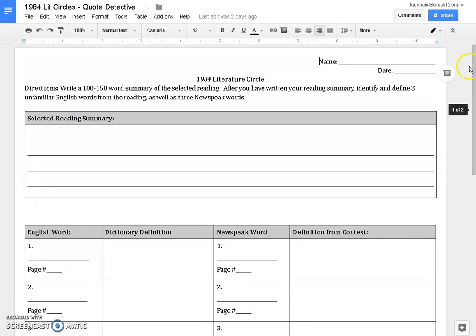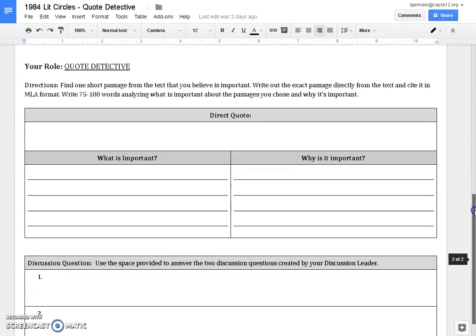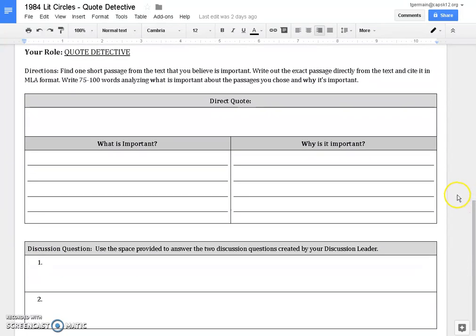The third job is called the quote detective. If you are the quote detective, your job is to find one short passage from the text that seems to be important. This is kind of similar to our 3-2-1 that we did the other day, where I asked you to find 3 things in the text that either were important or seemed like they would be important, except for here you're just going to be a bit more specific with it.